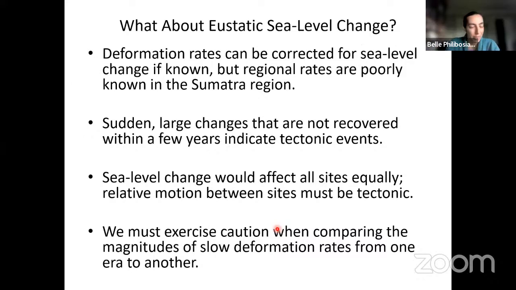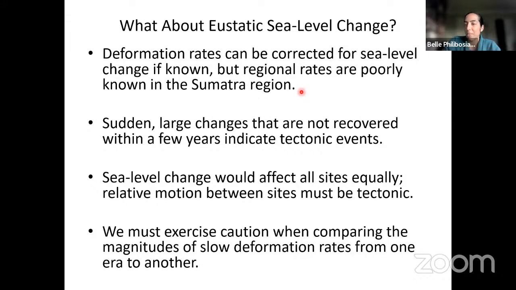So you might be thinking, what about sea level change? Because of course, these corals are tracking the relative sea level, which combines both the land change and the sea change. So if we know this rate of sea level change, we can correct for that in the deformation rates. But unfortunately, in Sumatra, these are generally not very well constrained.